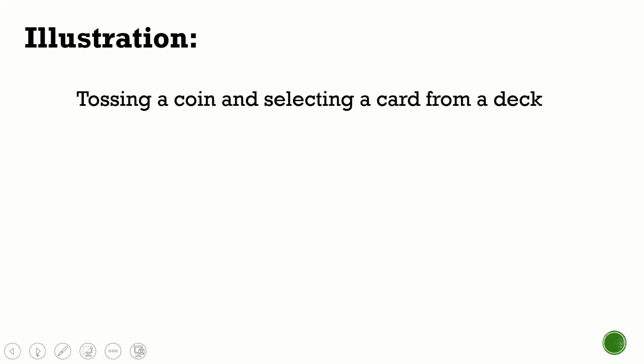Let's consider this one: tossing a coin and selecting a card from a deck. So you toss a coin, there are two possible outcomes. Let's say that event already happened. Will that affect the probability of selecting a card from a deck of 52 cards? Absolutely not. It's not going to affect it. So that means it's an independent event.